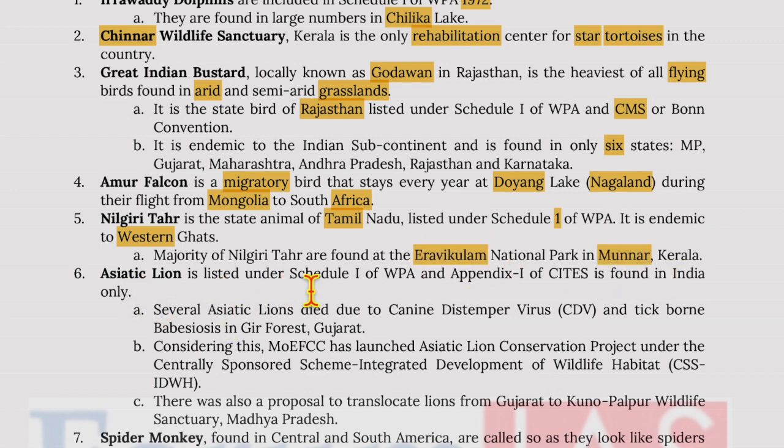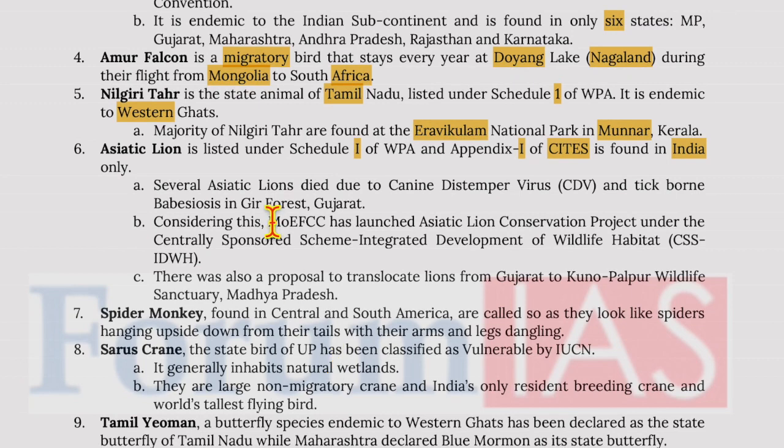Now, the Asiatic lion is listed under Schedule 1 of the Wildlife Protection Act and Appendix 1 of CITES and is found in India only. Several Asiatic lions died due to canine distemper virus and tick-borne babesiosis in Gir Forest, Gujarat. Considering this, the Ministry of Environment, Forest and Climate Change has launched the Asiatic Lion Conservation Project under the centrally sponsored scheme Integrated Development of Wildlife Habitat, CSS IDWH. There was also a proposal to translocate lions from Gujarat to Kuno Palpur Wildlife Sanctuary, Madhya Pradesh.